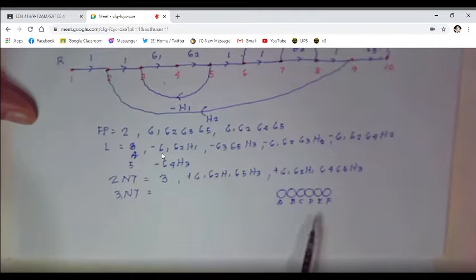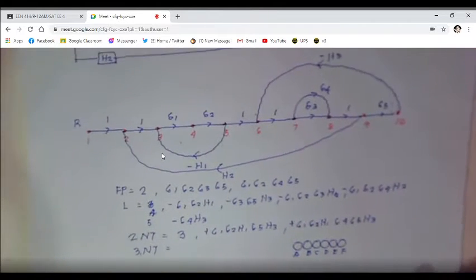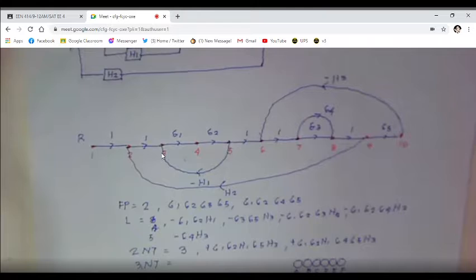Okay? Pag 4 non-touching loop, wala. Makakabuo ka pa ba ng 4 na loop na non-touching dito? So, wala, oh. Okay? Wala. Okay. So, that's how you determine yung mga touching at saka non-touching loop.